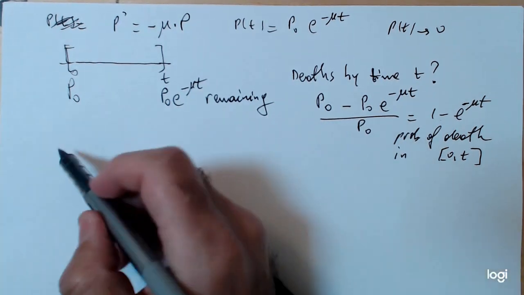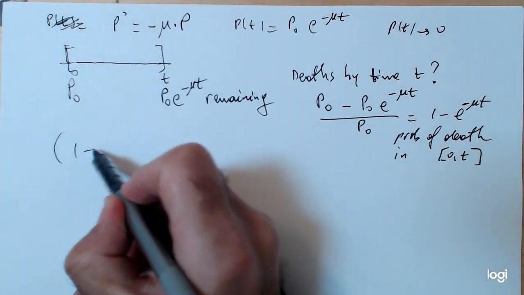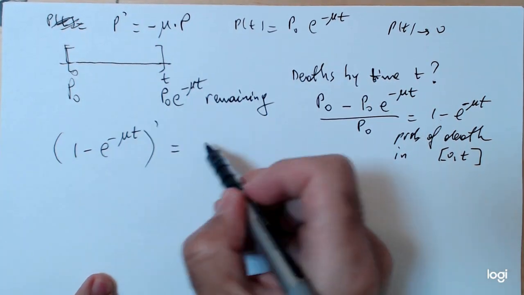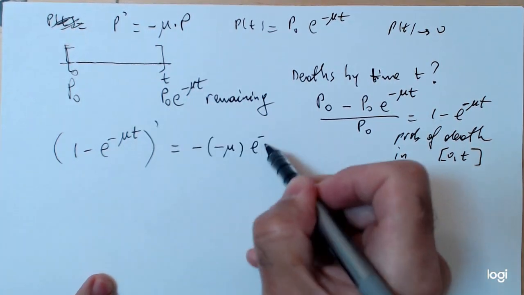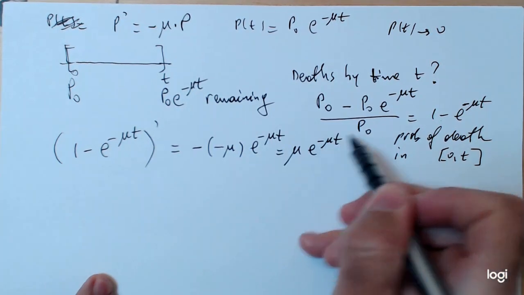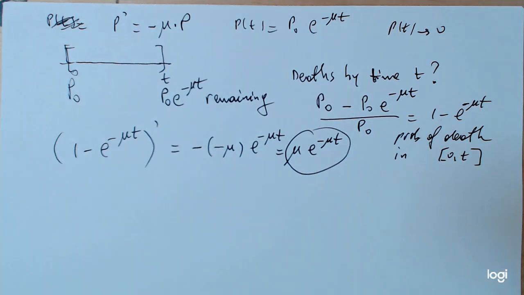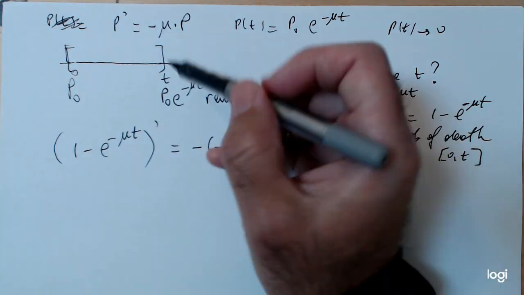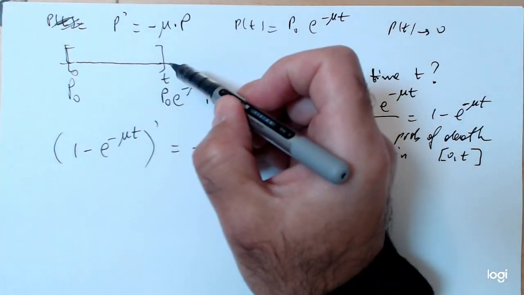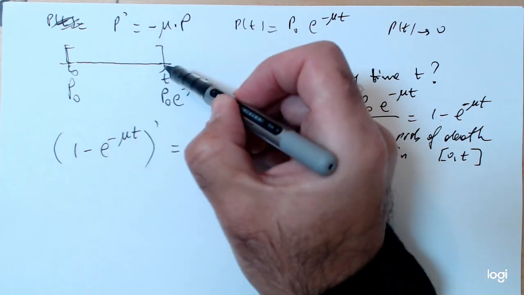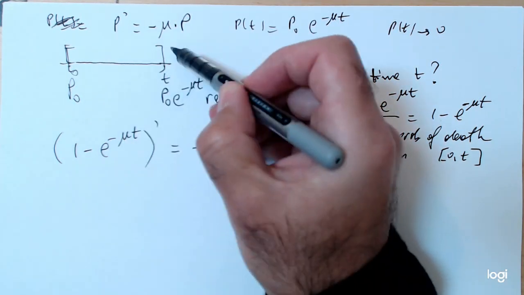But if you take this probability and you differentiate it, so let's differentiate this probability, you get minus mu e to the minus mu t, you get what we call basically the probability density function. So think about what the derivative means in terms of the rate of change, as you learn it in calculus 1. So this function up to t is the probability of dying by the time t.